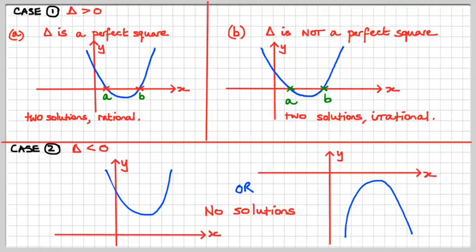So therefore, here's case 2, when the discriminant is less than 0. We don't have any solutions. In other words, y never equals 0. It's above the point where y equals 0 here, which is down the x-axis. It's above there, so it never gets to 0 in that case. And it's below there, so it never gets to the 0 point for y in that case there. So that's discriminant is less than 0.